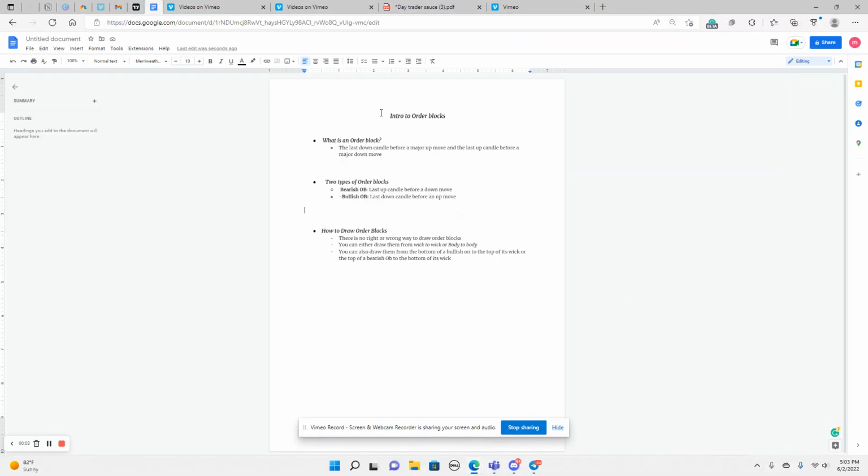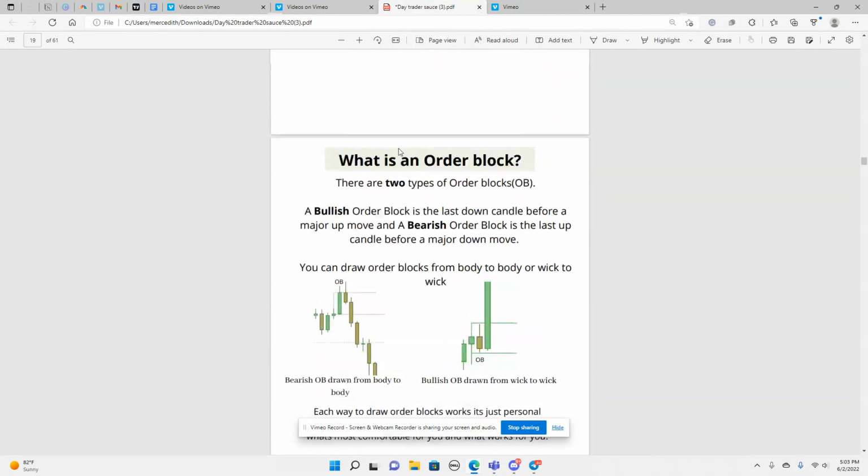All right, this is going to be an intro to order blocks video. We're basically going to talk about what an order block is, the two types of order blocks there are, and how to correctly draw an order block. All right. So first things first, we can refer to, again, the ebook.